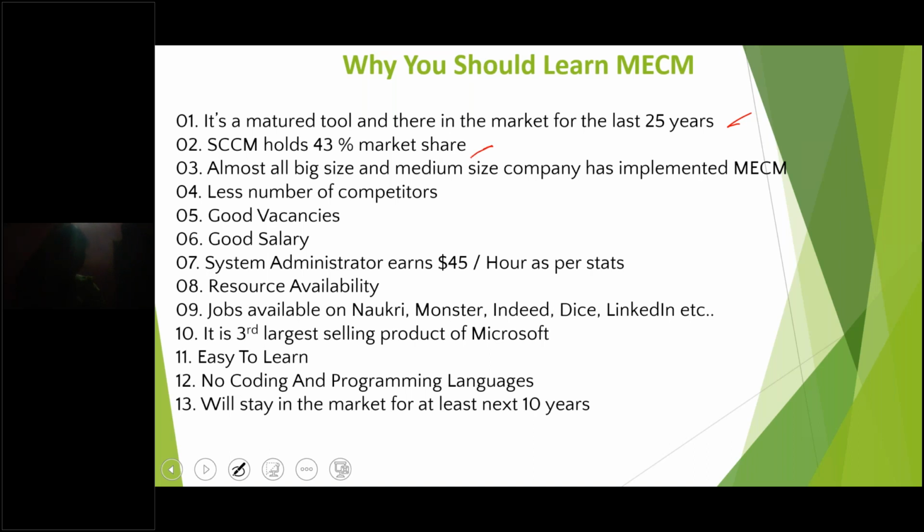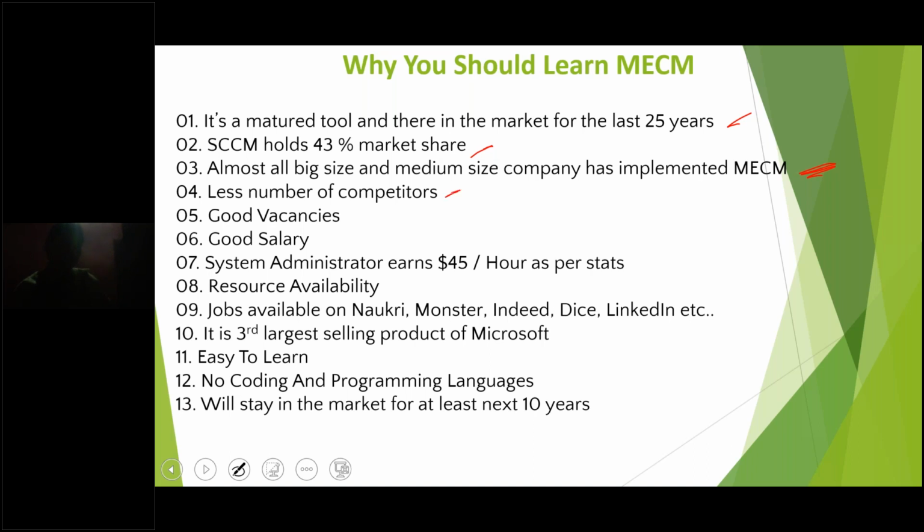Second point, SCCM holds 43% of market share. 43% means there are other competitors of SCCM, but SCCM is almost half. Wherever you go, almost all medium sized companies and big size companies will have SCCM. Almost everywhere, whether you are in US or Canada or Australia or Gulf countries or India, anywhere you find SCCM in medium and big size organizations.